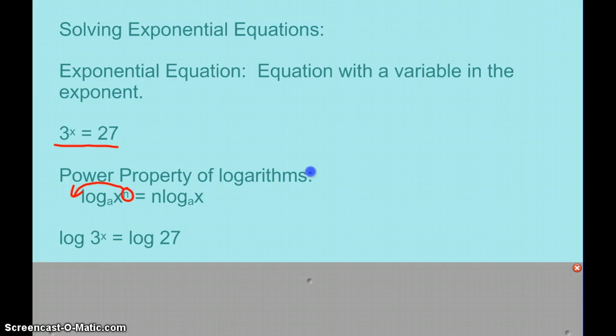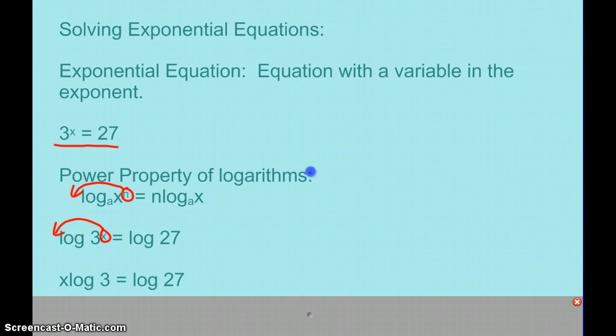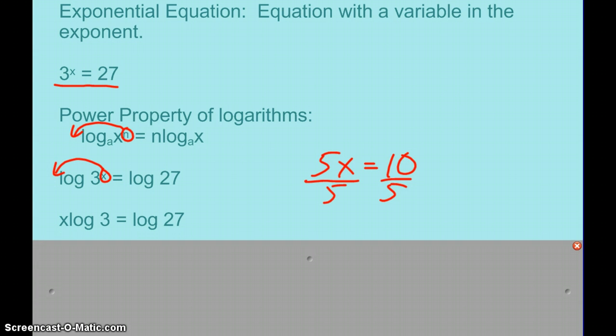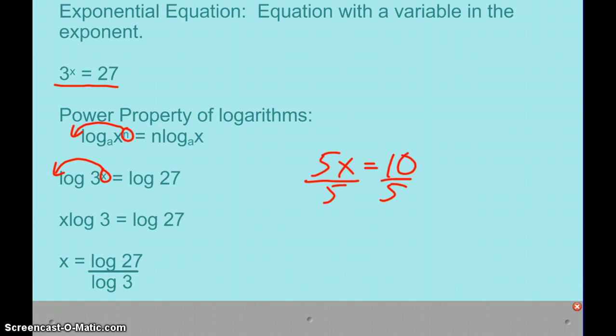Log is just an operation, and remember, if we're taking a log, not writing a base, it's assumed log base 10, and we're choosing that because we're going to use our calculators, and our calculators will do log base 10. So this x can then be pulled in front of the problem. So we have x times log 3 equals the log of 27. And to finish that then, it's a simple equation. If I had 5x equals 10, I would divide both sides by 5. So if I have x times log 3, to get x by itself, I divide by log 3, which makes it log 27 divided by log 3.